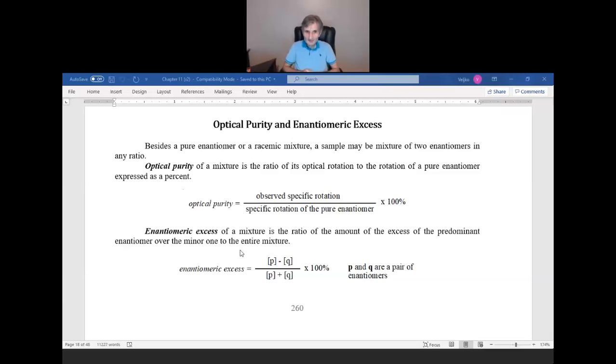Optical purity is an experimentally determined quantity. Optical purity equals observed specific rotation divided by specific rotation of the pure enantiomer, multiplied by 100%. And so optical purity is expressed as purity in percent. Enantiomeric excess is the ratio of the amount of excess of the predominant enantiomer over the minor.